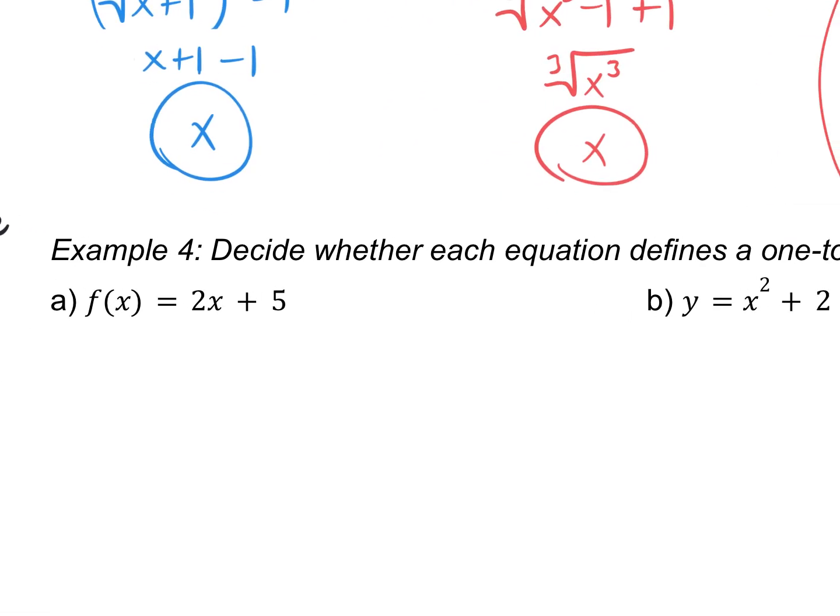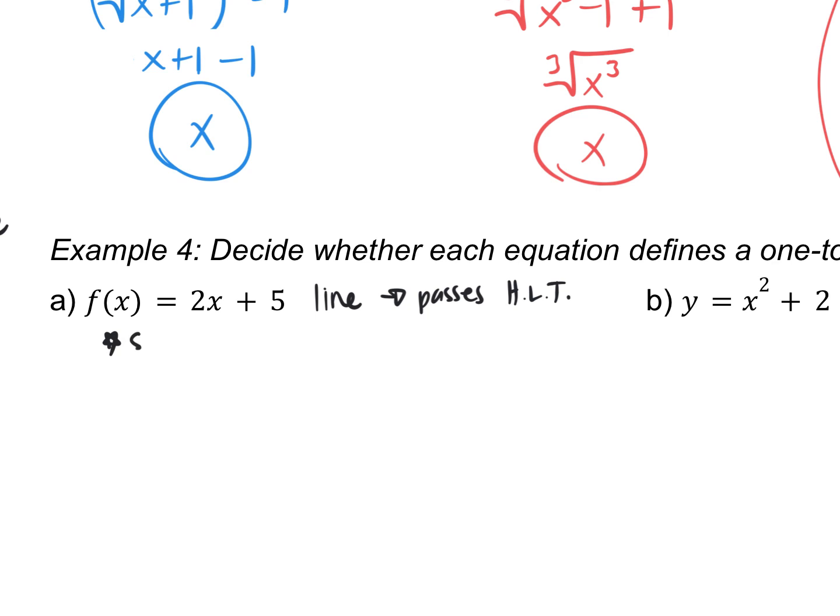Okay, so looking at example A here. First of all, think about what this looks like. 2x plus 5, it's a line. Okay, so since this is a line, does this pass the horizontal line test? Yes. Passes horizontal line test. I'm just writing a little note here because we did do something before. Now we're just actually plugging in our values.